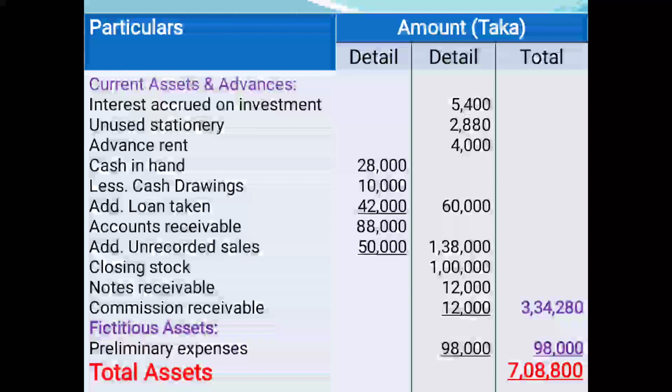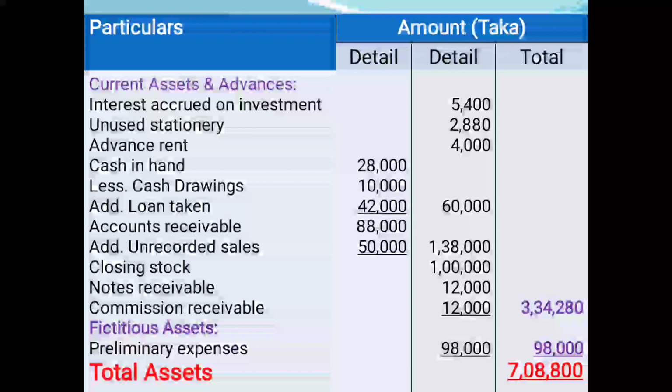Now the third asset head is current assets and advances. Interest accrued on investment taka 5,400 from trial balance. Unused stationery from adjustment taka 2,880 is written in the middle column. Advance rent from trial balance, you can get it taka 4,000. Cash in hand from trial balance taka 28,000, but 2 adjustments are related to cash in hand. First one is cash drawing, so it will be deducted from the cash taka 10,000, and second one is loan taken from bank, so this amount is to be added with cash taka 42,000. At this moment, net cash in hand taka 60,000 is written in the middle column.